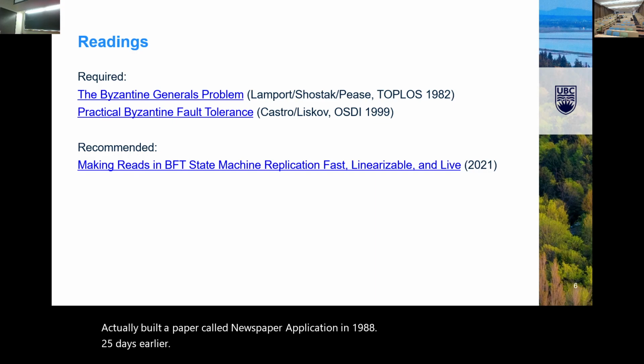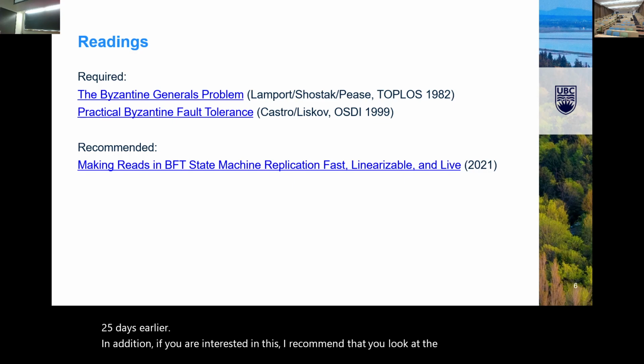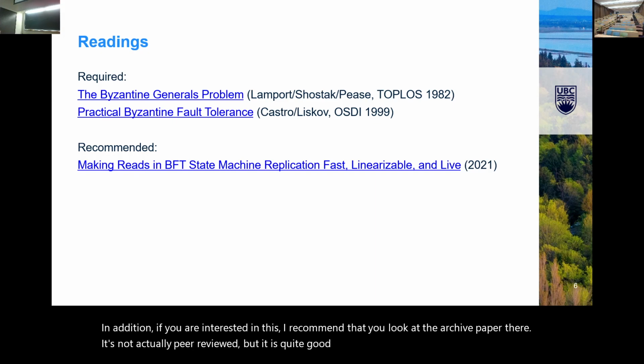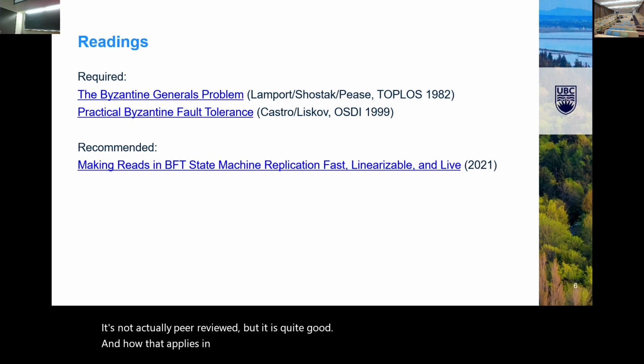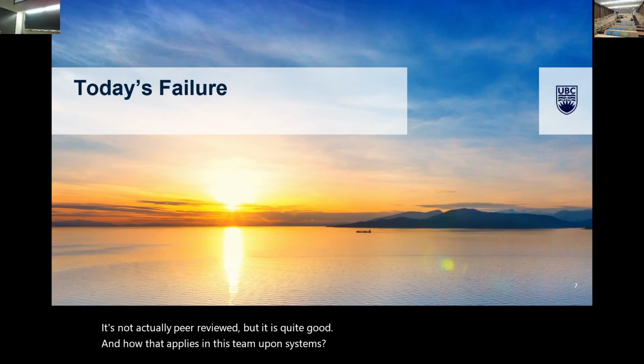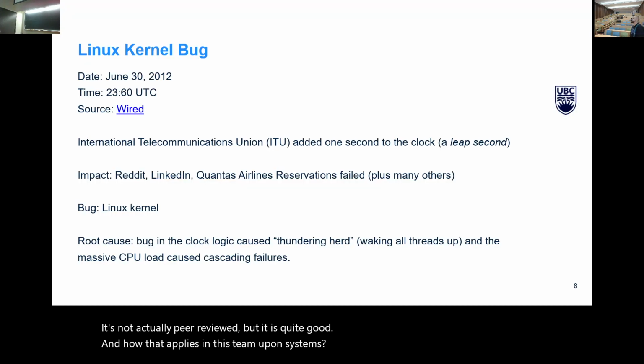In addition, if you are interested in this, I recommend that you look at the archive paper there. It's not actually peer-reviewed, but it is quite good. It talks about many of the things we've been discussing in this class, like linearizability, and how that applies in a Byzantine fault-tolerant system. Today's failure is an old one, but it's still a useful one. It was actually a bug in the Linux kernel that occurred on June 30th, 2012.